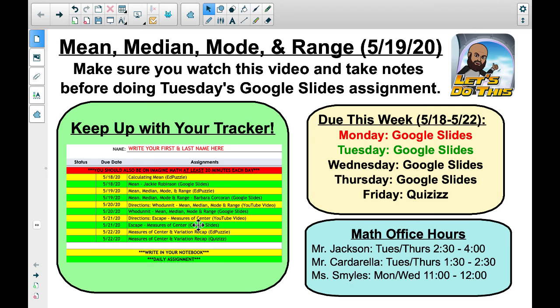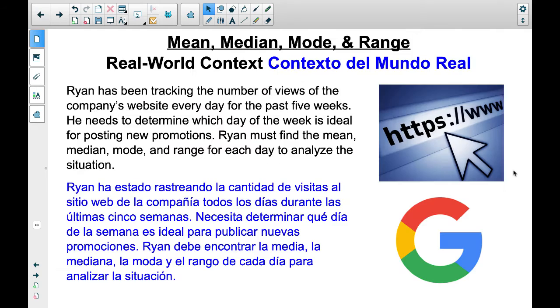Make sure you're keeping up with your tracker and attending office hours as needed.